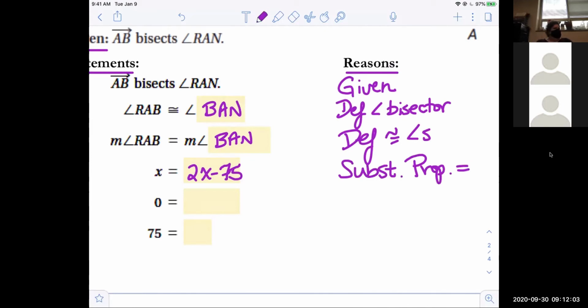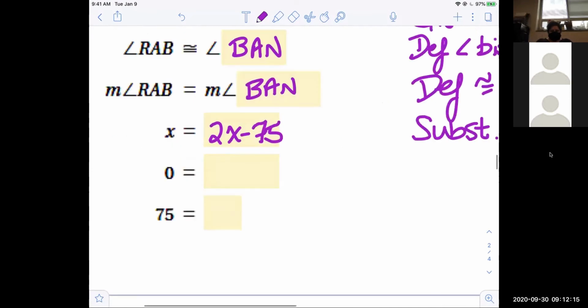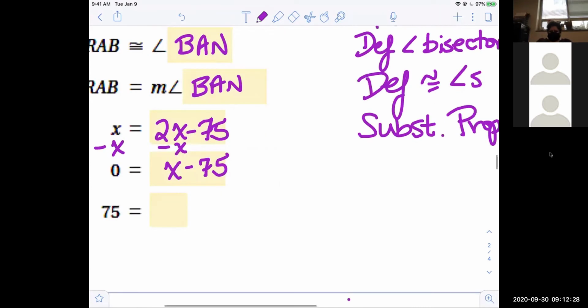Okay, what are they doing from that step to the next step? How did they get 0 on the left side? If you want to write this extra step here, it'll help you think through it. It'll be 0 equals x minus 75. Okay, subtract x on both sides. Oh, so that's subtraction.